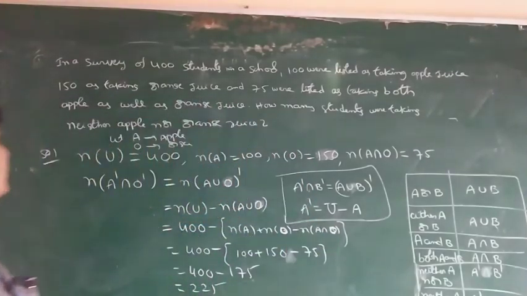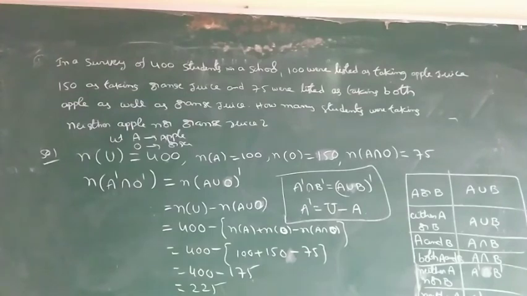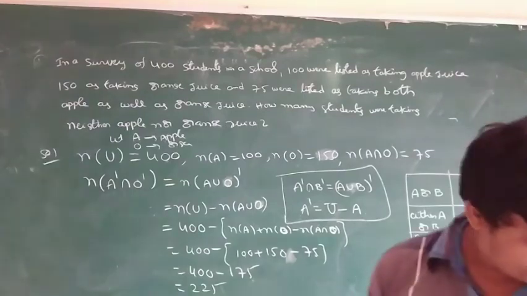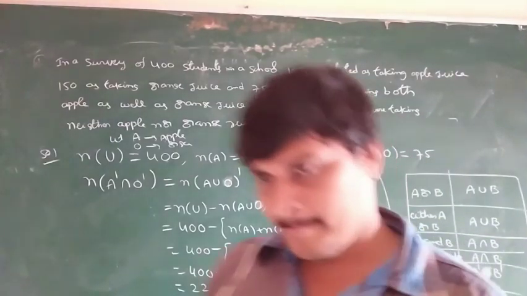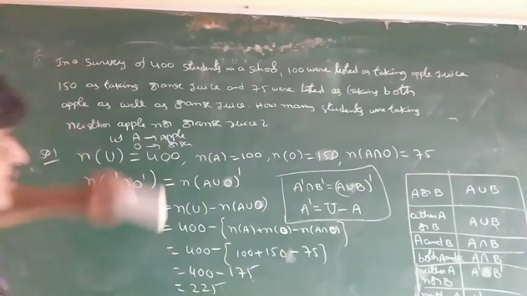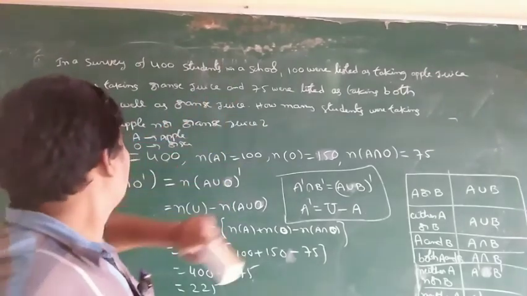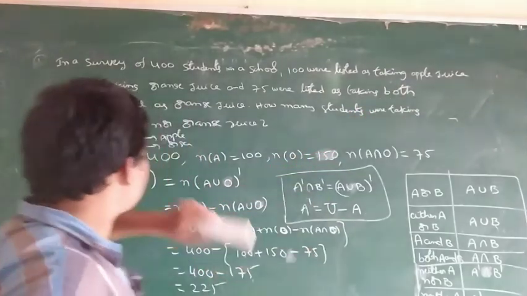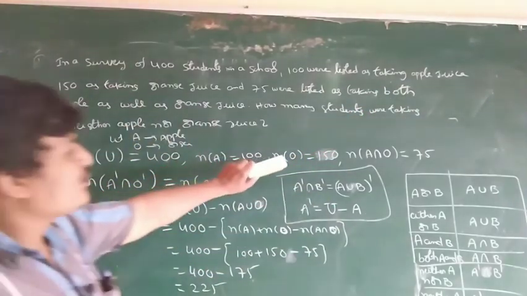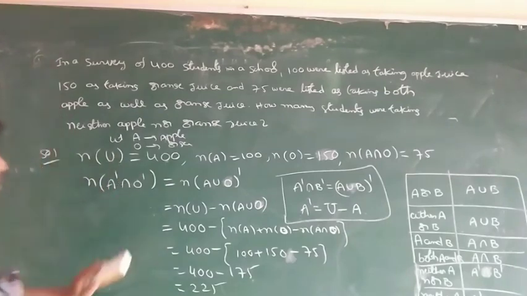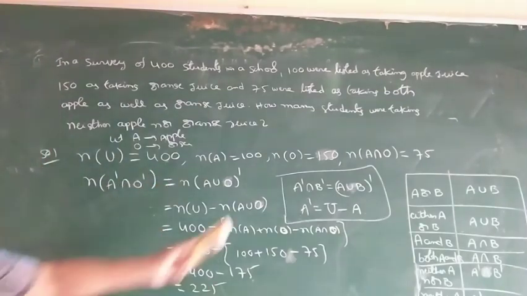So we completed the sets chapters. Once again, in a survey of 400 students in a school, the total students is the total universal set. 100 were listed taking apple juice, apple juice is taken A. Orange juice 150. Neither nor means both not. Both not means intersection. Not means complement. Both means intersection. Formula.